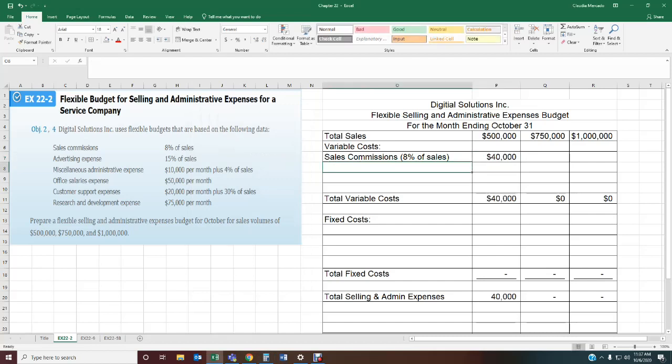We're going to do the same thing for each of the sales volumes. I'm going to get the 750,000 times my 8%, and that'll give me 60,000 for my 750,000 sales volume. And then I'm going to get my 1 million times my 8%, and that'll give me 80,000. The next variable cost that I have is advertising expense. It's 15% of your sales.